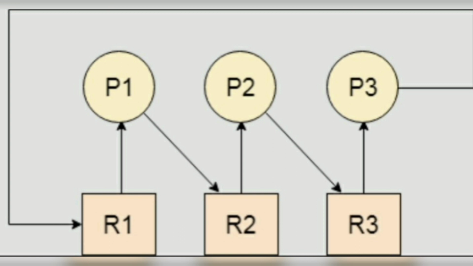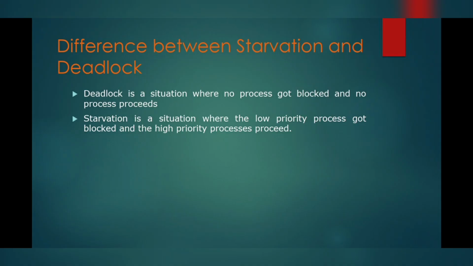Here we have two situations, that is starvation and deadlock. So what is the difference between starvation and deadlock? Deadlock is a situation where all processes get blocked and no process proceeds, whereas starvation is a situation where the low priority process gets blocked and the high priority process proceeds. Deadlock is an infinite waiting, whereas starvation is a long waiting but not infinite.